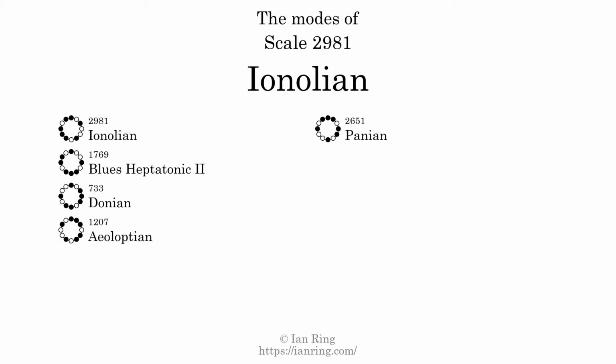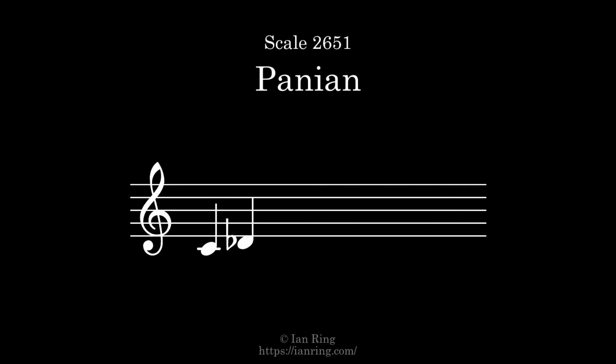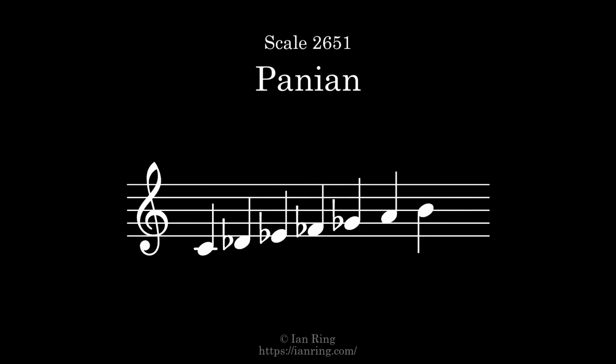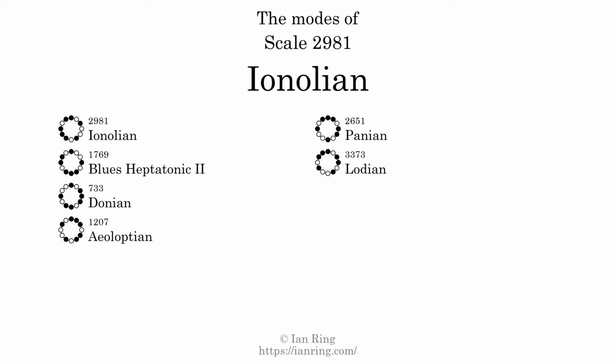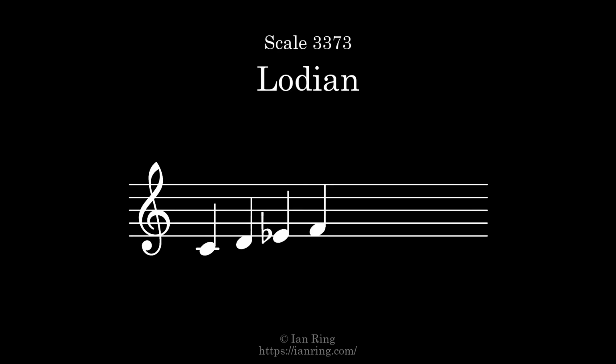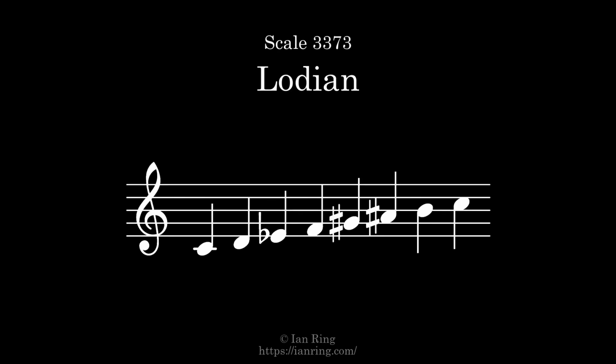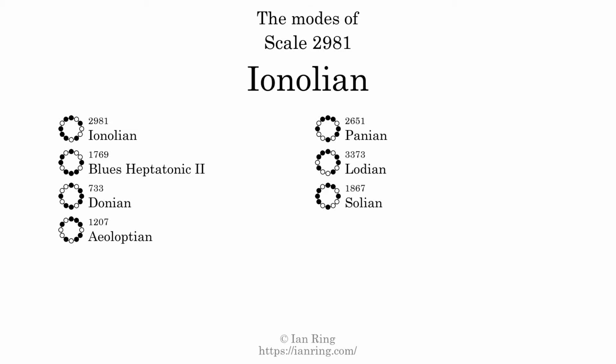The fifth mode is scale 2651, also known as Panion. It sounds like this. The sixth mode is scale 3373, also known as Lodian. It sounds like this. The seventh and last mode is scale 1867, also known as Solian. It sounds like this.